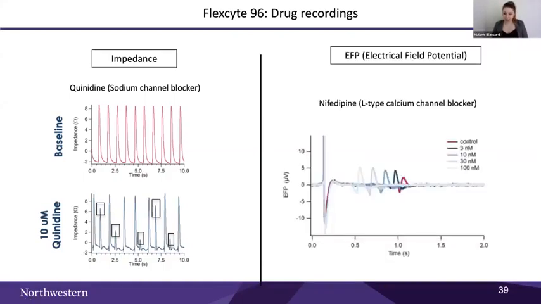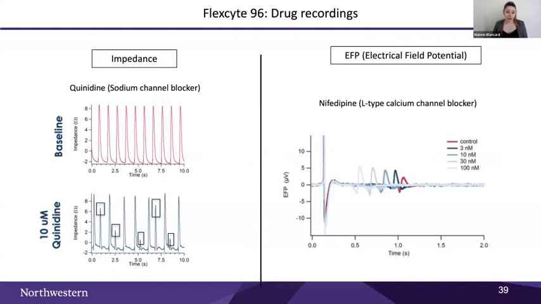Then for the EFP, they tried nifedipine, the cardiac calcium channel blocker. And you can see there is a dose response. The more you add, by blocking the calcium, you reduce the time between depolarization and repolarization, so contraction and relaxation of the cardiomyocytes.